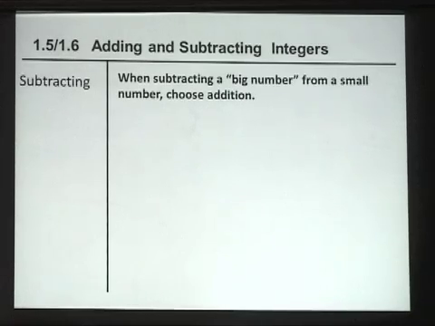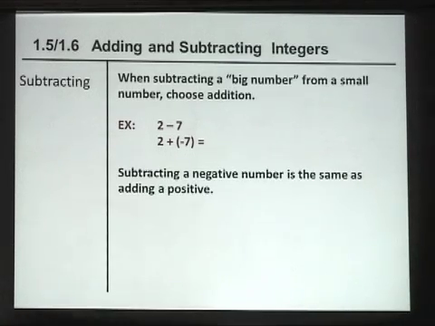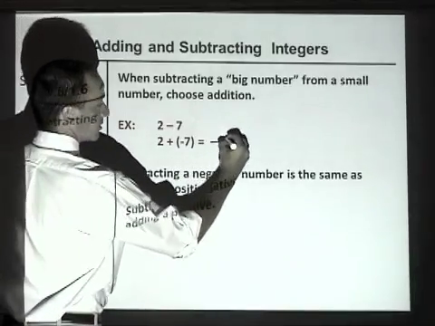Let's move on to Chapter 1, Section 6, and focus on subtracting. When subtracting a big number from a small number, choose addition. And those are Mr. Lappin words. It's nothing you're going to find in your textbook. But let me give you an example that illustrates this. Think about what 2 minus 7 is. Well, I'm going to go ahead and say that 7 is a big number, and I'm subtracting it from a smaller number, 2. I like to look at this as an addition problem. This really is the same thing as saying 2 plus negative 7. And 2 plus negative 7 is going to be equal to negative 5.